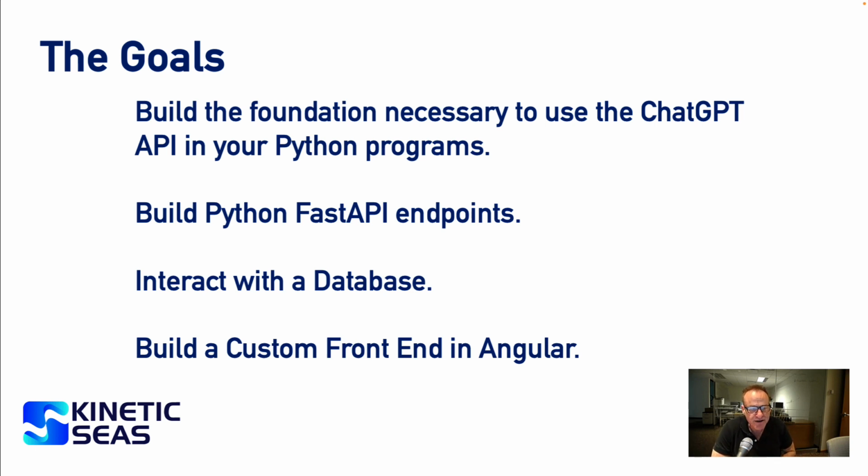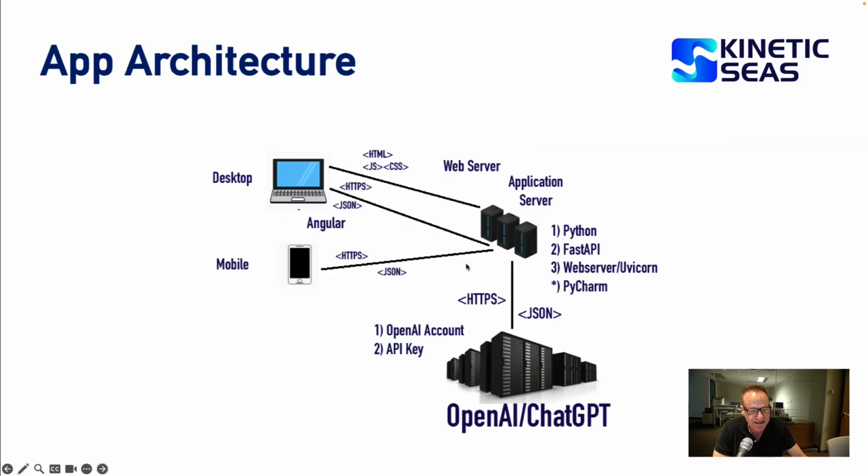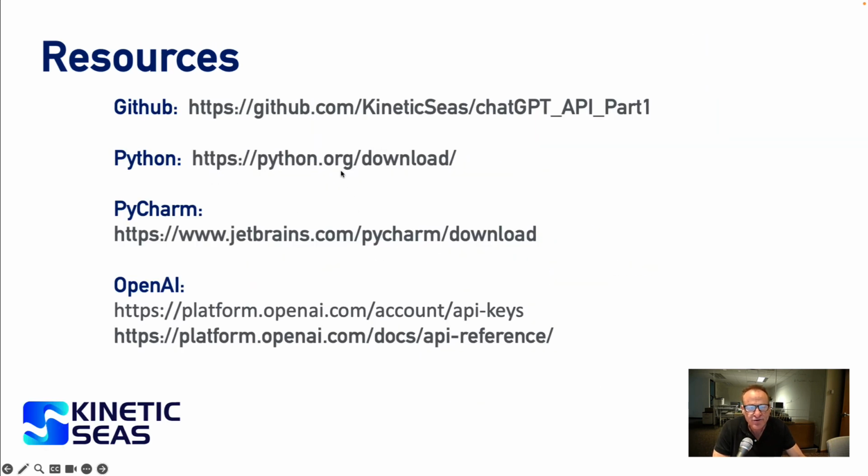Our goals are to build the foundation necessary to use ChatGPT in your Python programs. We're going to build Python FastAPI endpoints that can be called from our Angular application or our React application. We're going to come up with a way to interact with the database so we can keep track historically of the queries that we've made to ChatGPT and the things that it responded to. And then in a future episode, we are going to build a custom front end in Angular that ties this whole thing together.